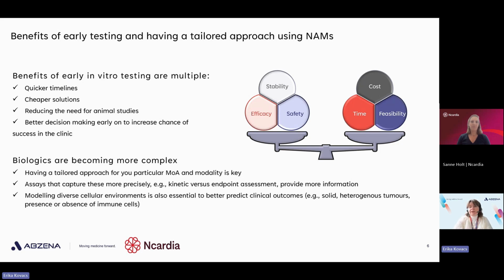But overall, I think we all agree that drug development is a balancing act. So you want to develop a molecule that has high efficacy, stability, and really good safety parameters. But you need to balance that with the cost, time, and the feasibility of your development program.